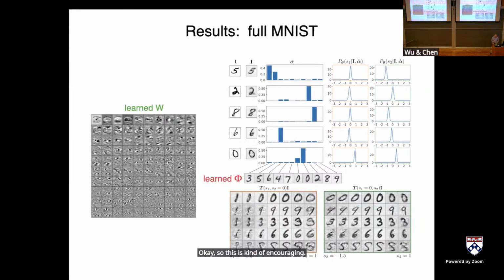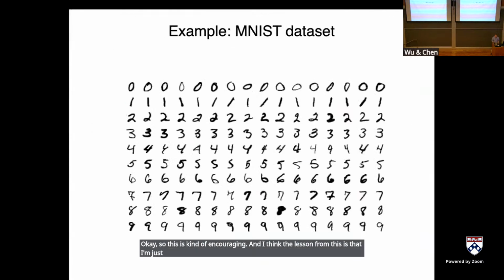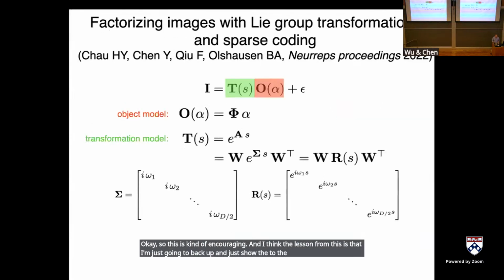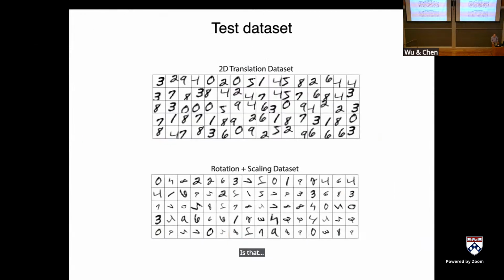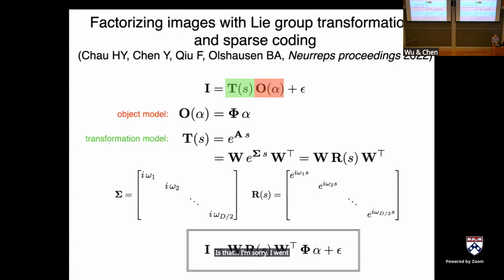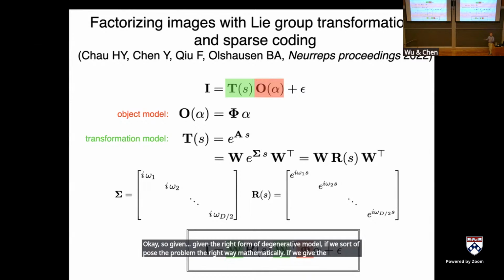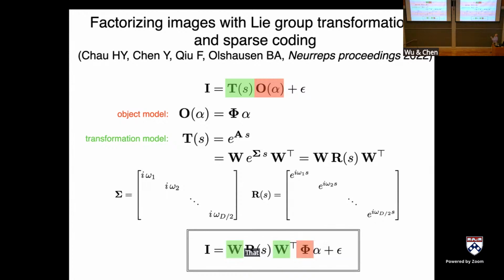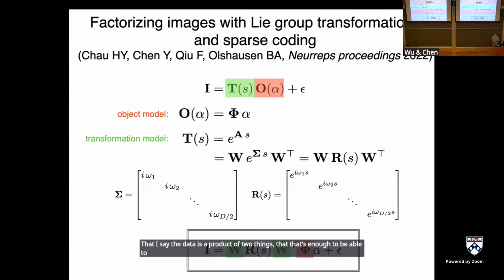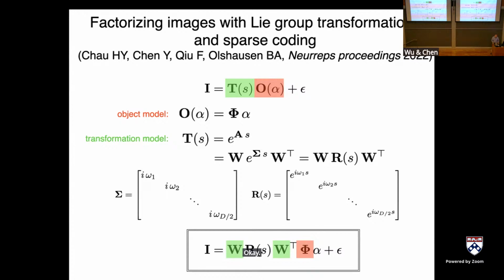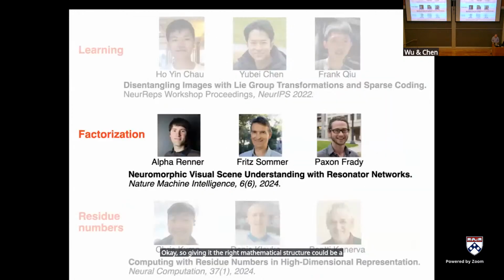And I think the lesson from this is, I'm just going to back up and show the form of the model here again. I'm sorry, went too fast. Okay, so given the right form of the generative model, if we pose the problem the right way mathematically, if we give the system the right computational primitives to work with, in this case simply a bilinear model where I say the data is a product of two things, that's enough to properly learn the structure of this space. So giving it the right mathematical structure could be a key to making this learning efficient.